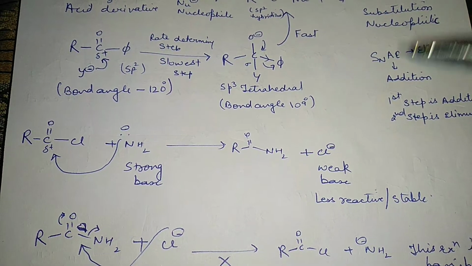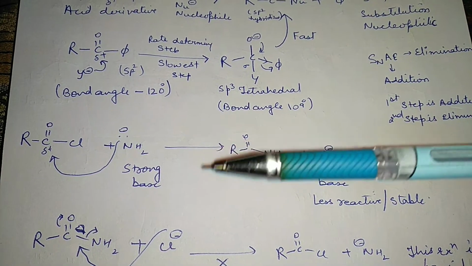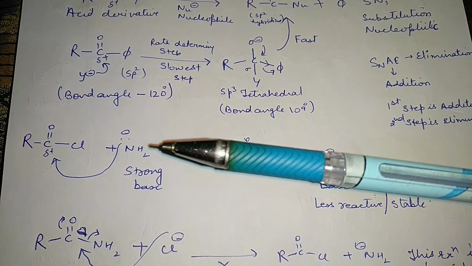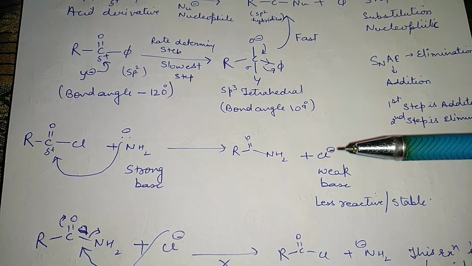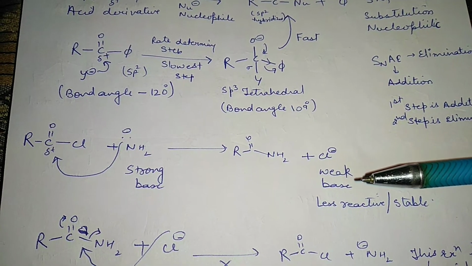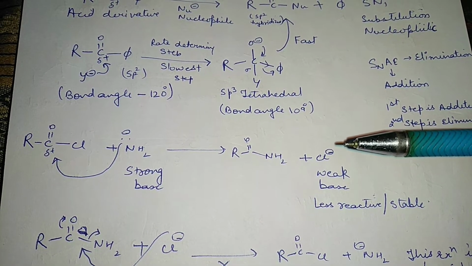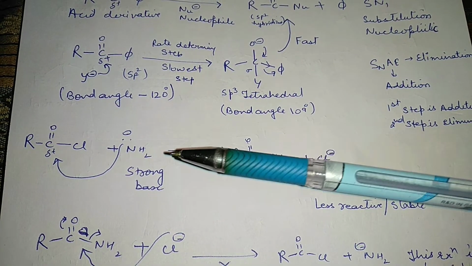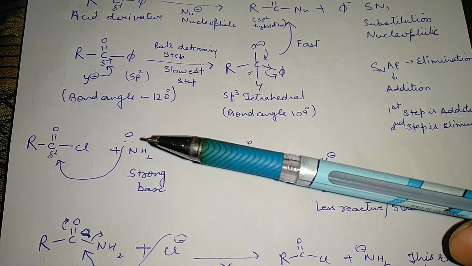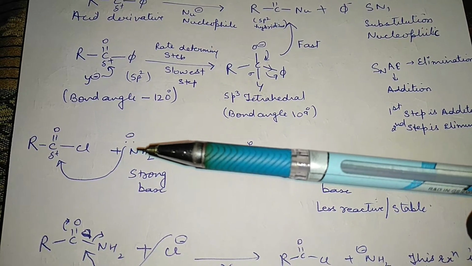And what is the basic thing that we need to learn from this reaction? That amine is a stronger base than the chloride group. Chloride ion is a weak base. It is less reactive, but it is more stable in ionic form. However, amine is a strong base, and in the ionic form it is more reactive.